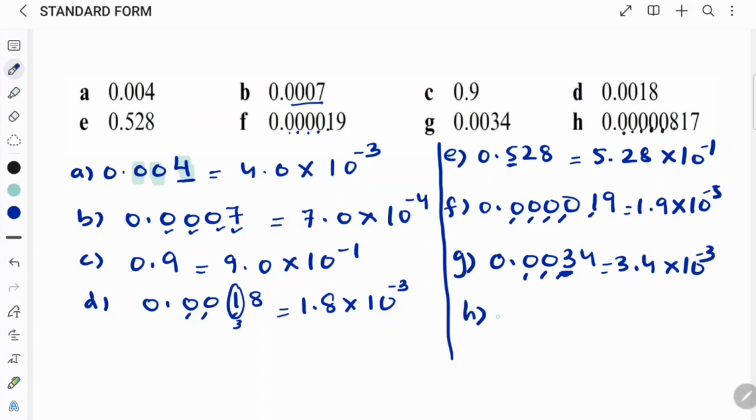The last part H, 0.00000817, and 8 is at the sixth place. So 10 to the power minus 6. 1, 2, 3, 4, 5, 8, 1, 7. So 8.17 into 10 to the power minus 6, because 8 is at the sixth place.